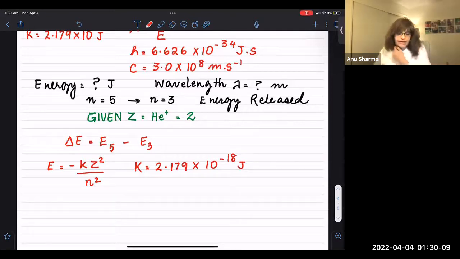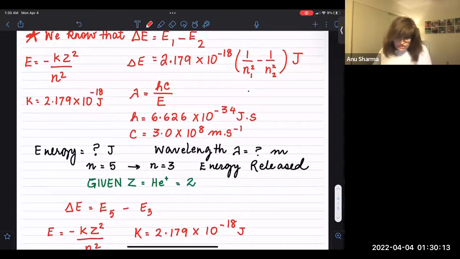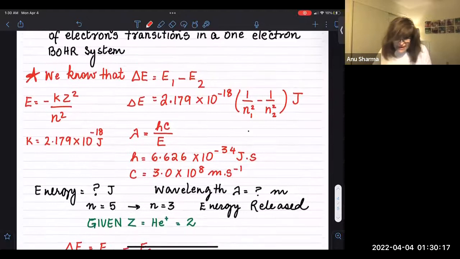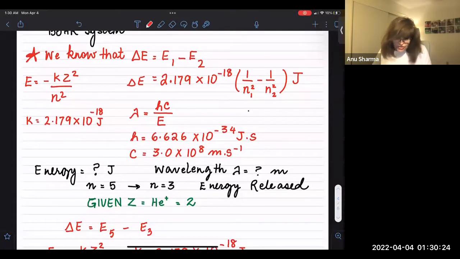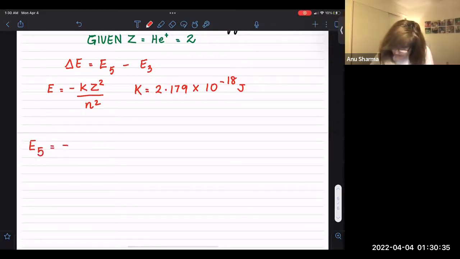We also know the value of h, the Planck's constant, and we have already talked about the value of c, the speed of light, and the relationship of these two with the energy to find the wavelength. We will look into that. Now let's look first at the energy associated with energy level 5. So E5 is equal to negative k Z square over n square.